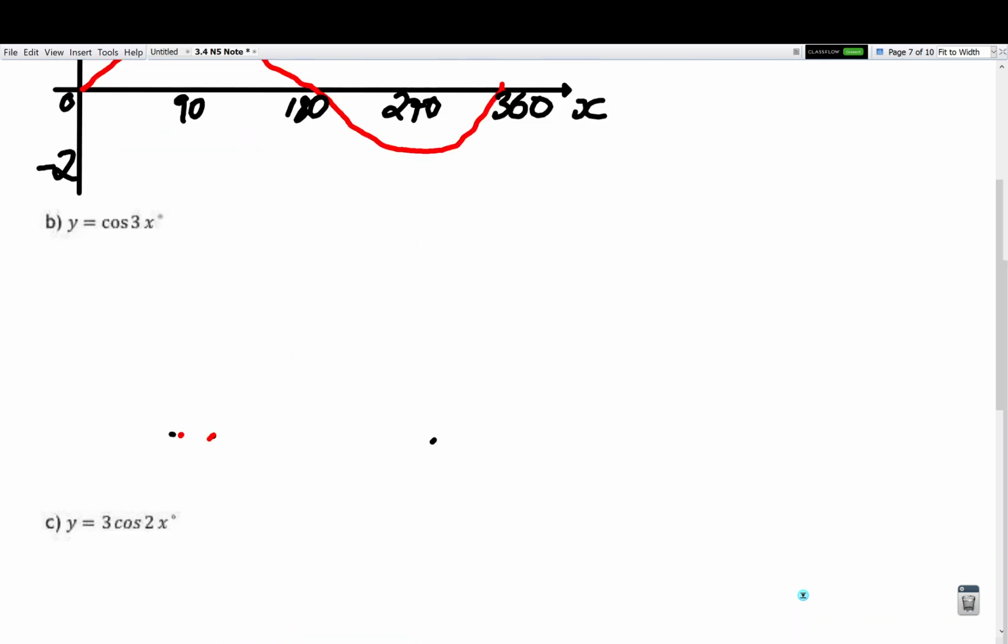Okay, so let's now look at y equals cosine of 3x. So this time the amplitude is not affected, it's not been stretched vertically or compressed. It's the number of waves in 360 that is going to be affected here. So let's start by drawing the axes the same as before.